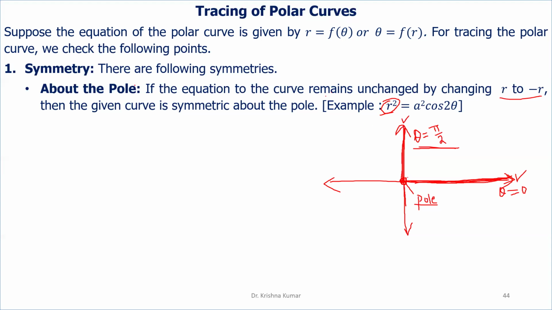Here, if you want to check the symmetry about the pole, we just have to replace r by minus r. If the equation of the curve does not change, then we say that the curve is symmetric about the pole.